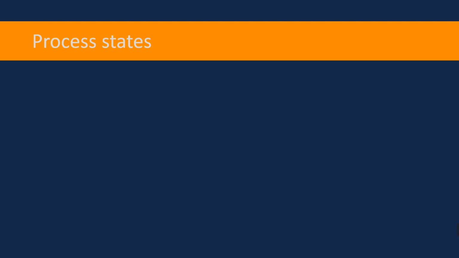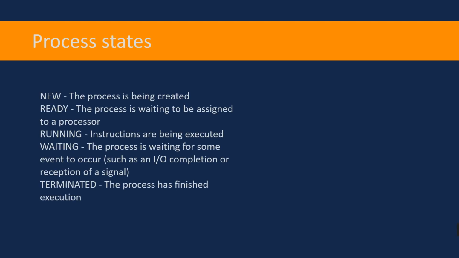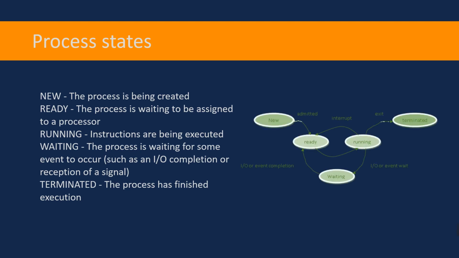So here are the process states. When a process is being created, the state is new. When the process is waiting to be assigned to a processor, it becomes ready, and when instructions are being executed, it's running. When a process is waiting for some event to occur, such as an I/O completion or reception of a signal, it's waiting. And when the process has finished execution, the state is terminated. Here is the graphical representation of the process states. You will see a lot of this graphical representation when you talk about CPU scheduling or even operating systems.